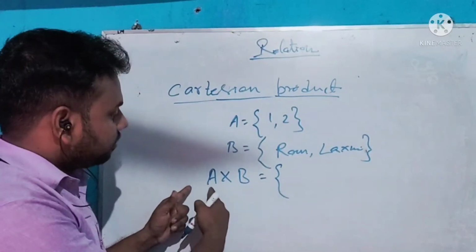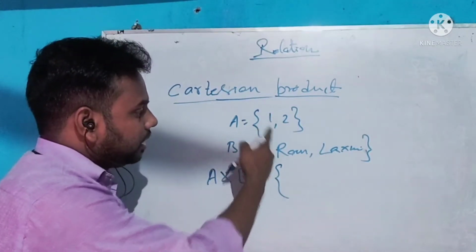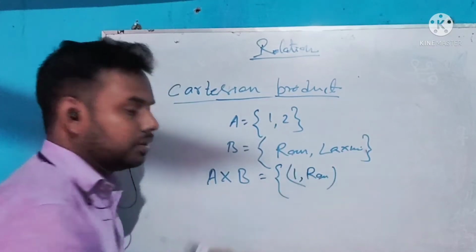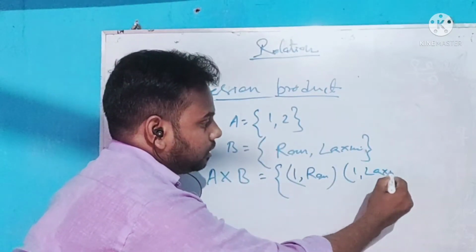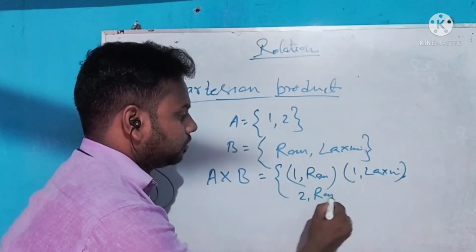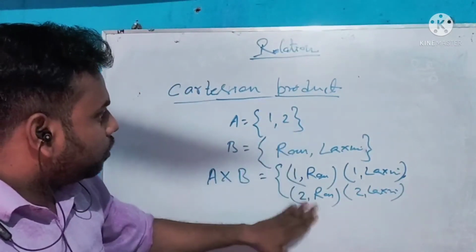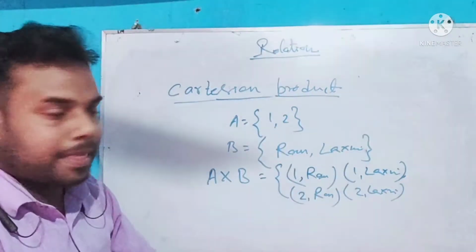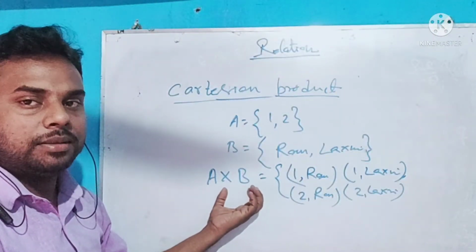A is the first set, then the second is the set B, so we have to multiply A into B. The first pair we make is (1, Ram). The second possible ordered pair we can make is (1, Lakshmi). Similarly, you can make (2, Ram) and (2, Lakshmi). There are no more possible ordered pairs from these two sets. So there are 4 possible ordered pairs. This is the product of these two sets, that is, A Cartesian product B.